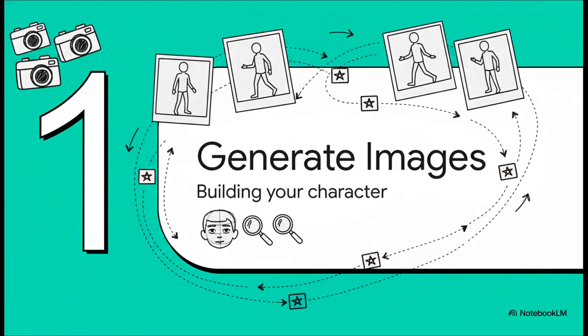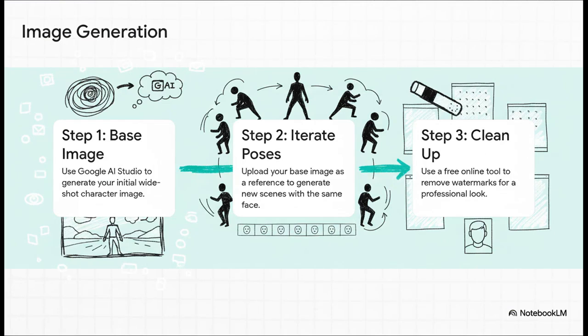So this first step is all about creating a set of really high-quality still images. The best way to think about these is like they're the keyframes for your animation. They are the anchor points that are going to define your character's look and actions throughout the entire piece. So where do we start? The whole process kicks off in Google AI Studio. This is where you'll write a really detailed prompt to generate your character for the very first time. And a little tip, start with a wide shot to establish the scene. From there, it's all about careful iteration.